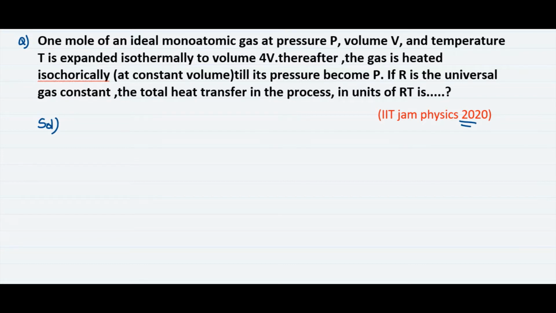The question says 1 mole of an ideal gas, monoatomic gas, at pressure P and volume V and temperature T is expanded isothermally. So first process is isothermal expansion to a volume 4V. Okay.